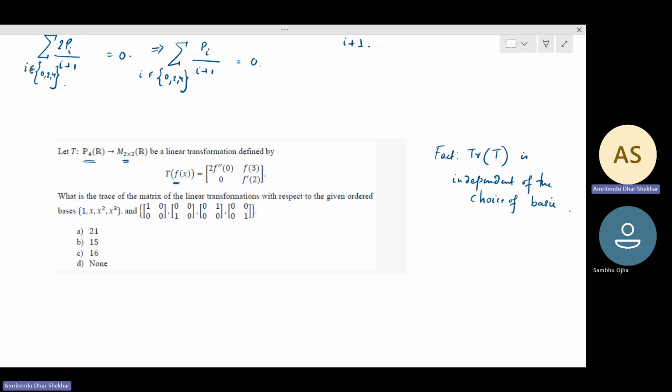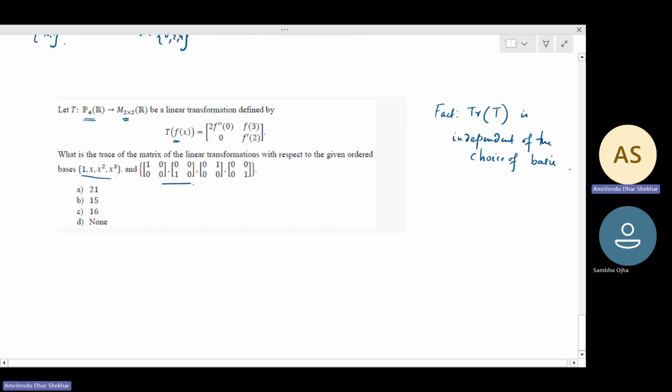So it does not matter what basis you pick, you will always get the same trace. Even though over here they have fixed the basis, and said that you consider this to be the basis of P4 and this to be the basis of M2 cross 2, you will always see that the trace will come out to be the same. Nevertheless, let's still actually do this.